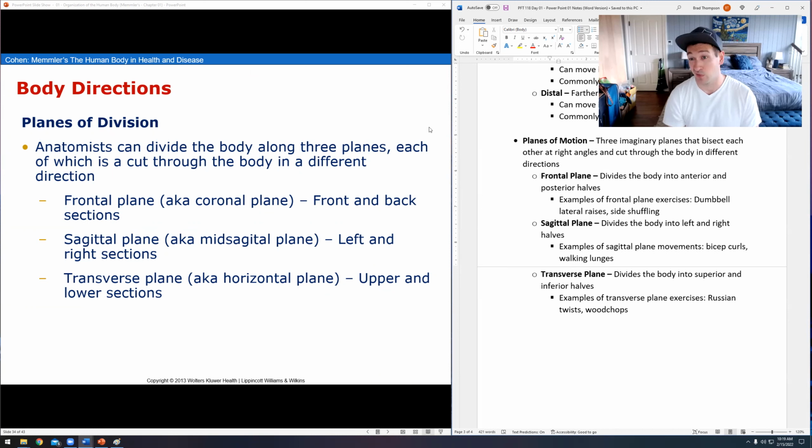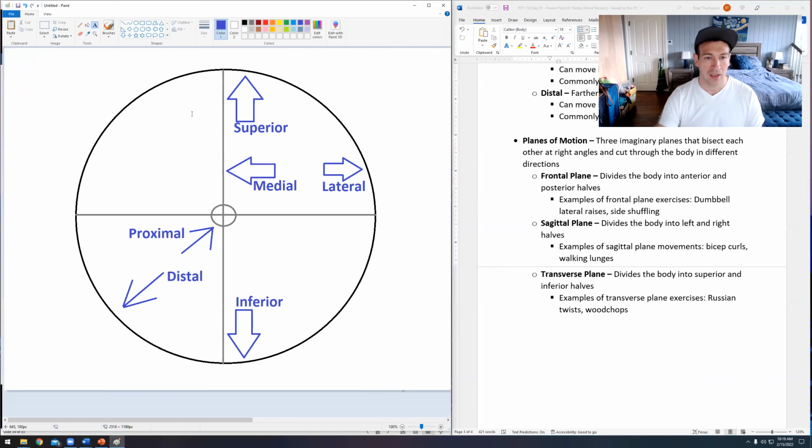And we start to run into problems. So your planes of motion are these three imaginary planes that are dividing the body at right angles, right? So we can actually do it with this sort of circle that I wrote, right? I kind of divided this way, and I kind of divided this way.